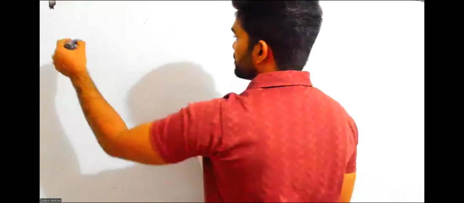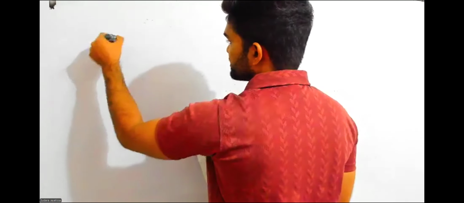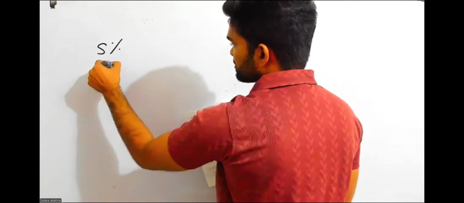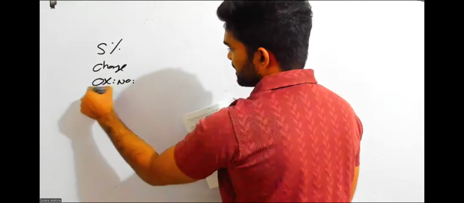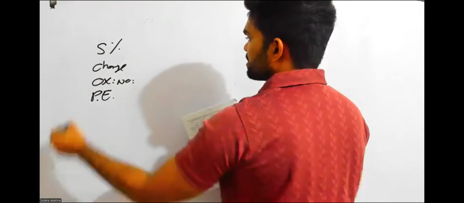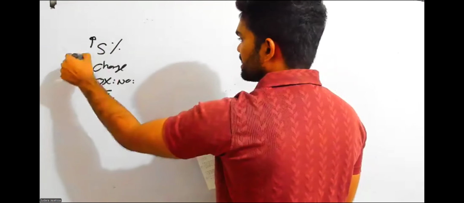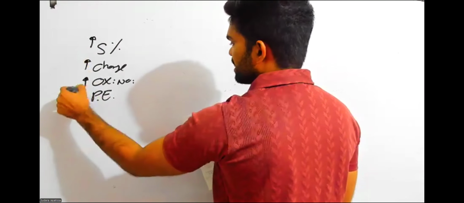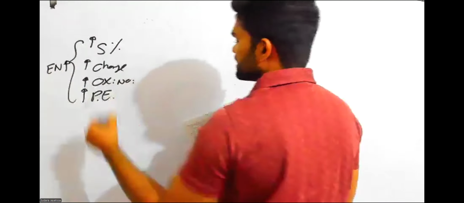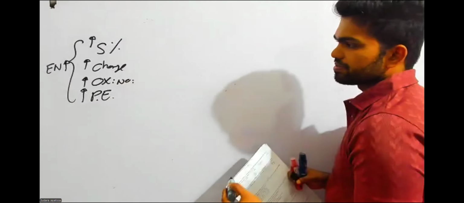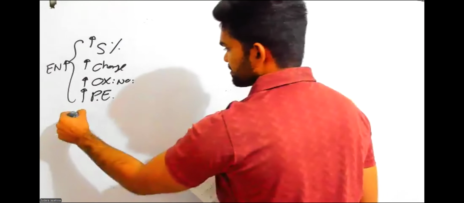So what is SCOPE? S percentage, charge, oxidation number, and peripheral atom electronegativity. If these properties are increasing, what will happen to your electronegativity? Electronegativity will also increase. SCOPE.